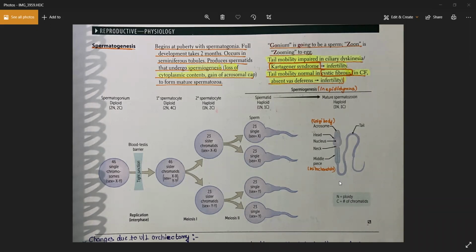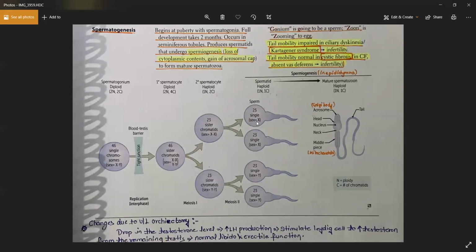Yes. So tail mobility will be impaired in Kartagener syndrome. And in cystic fibrosis, the tail mobility is absolutely normal, but you have a loss of the vas deferens. So in both disorders you will get infertility, but the reasons for the infertility are different, right? So that's about spermatogenesis.